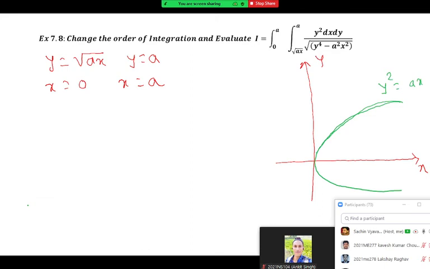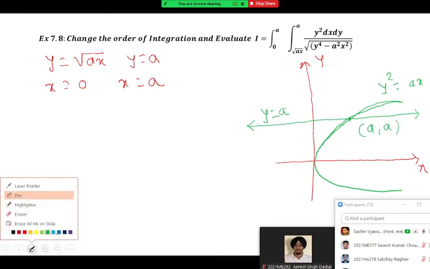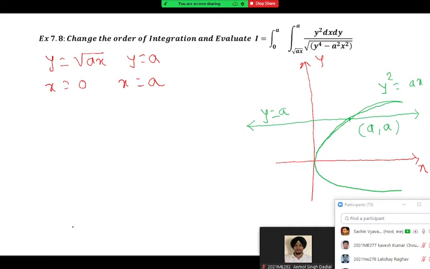And y equal to a is the line parallel to the x-axis. Somewhere here I will take y equal to a. And x is also a at the intersection, so a comma a. Next line, x is 0, the y-axis. And x equal to a.